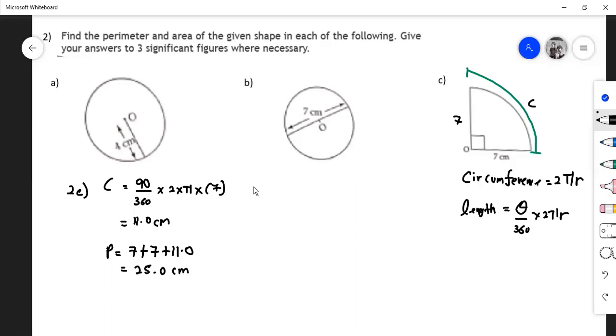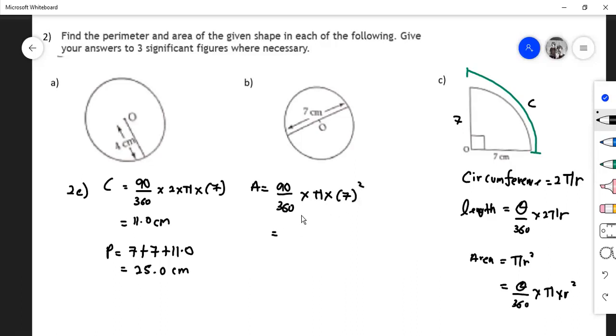Now we want to find the area. For the area, as I mentioned before, the area of an entire circle will be pi r square. Likewise, the area of a sector will be, like I said, we take a portion of it, so it's theta over 360 times pi times r square. So I'm going to do the area here, 90 over 360 times pi times radius square, which is 7 square. You can press in calculator and double check the formula: 90 over 360 times pi times 7 square, and I'll get about 38.48, so it's 38.5 cm square. That's how we do this question.